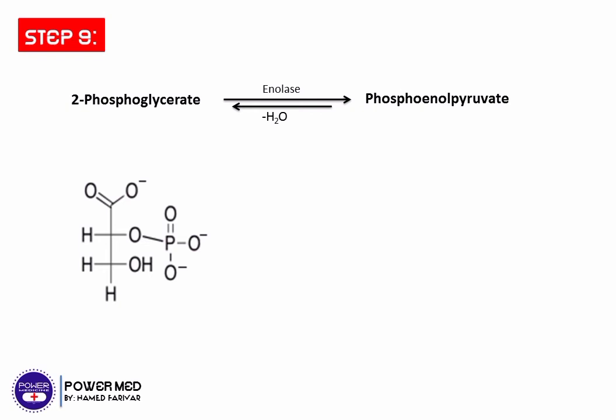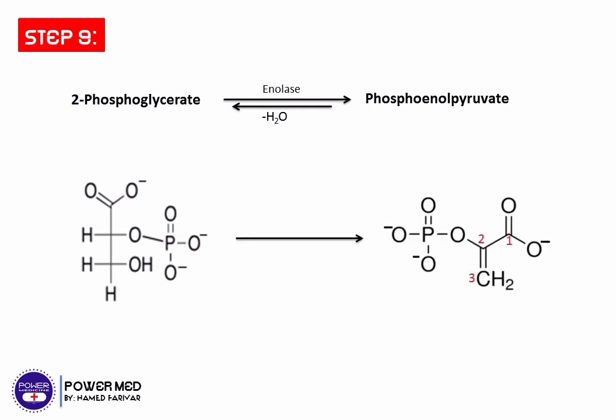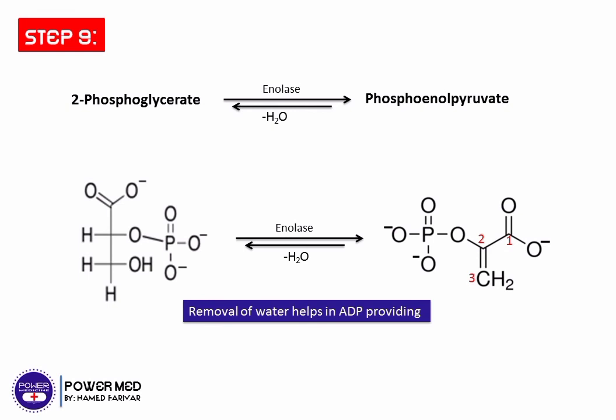Looking at the structures, you see here 2-phosphoglycerate, which is converted into phosphoenol pyruvate by releasing one molecule of water. This releasing of H2O, or water molecule, facilitates providing of ADP for the next reaction that phosphoenol pyruvate undergoes and produces ATP out of ADP.